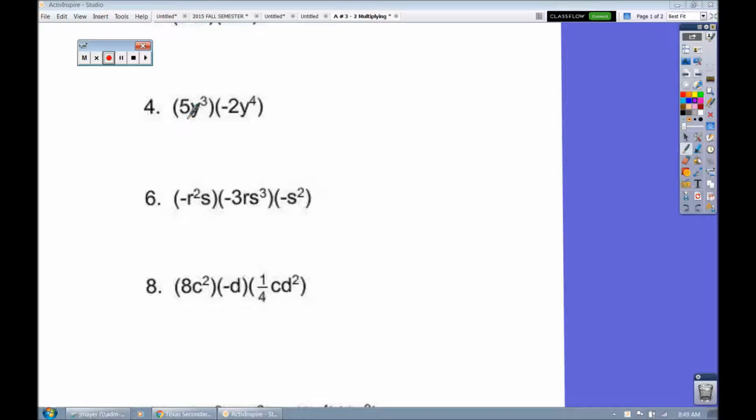Number 4, start with your numbers here. 5 times negative 2 is negative 10. We're done with the numbers. Let's jump over to the letter y. Y to the 3rd times y to the 4th. And remember our rule, 3 plus 4 would make that y to the 7th. And we're done.